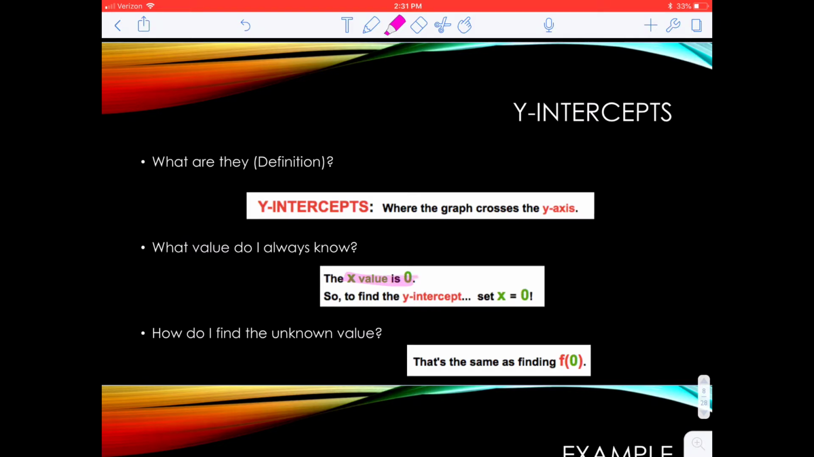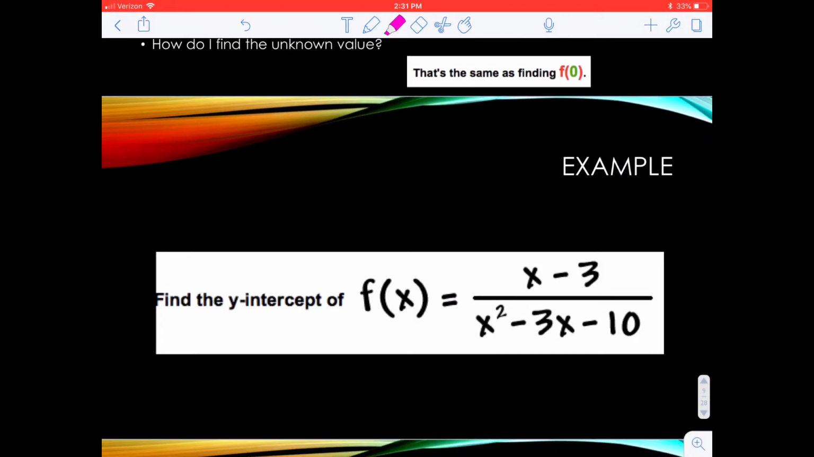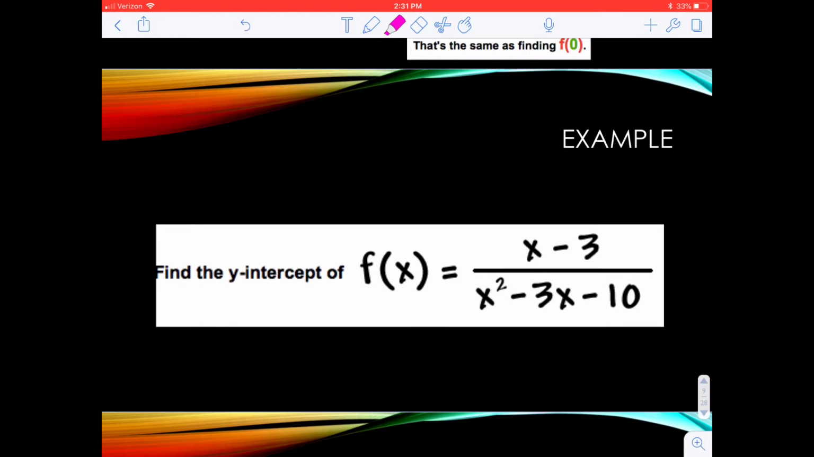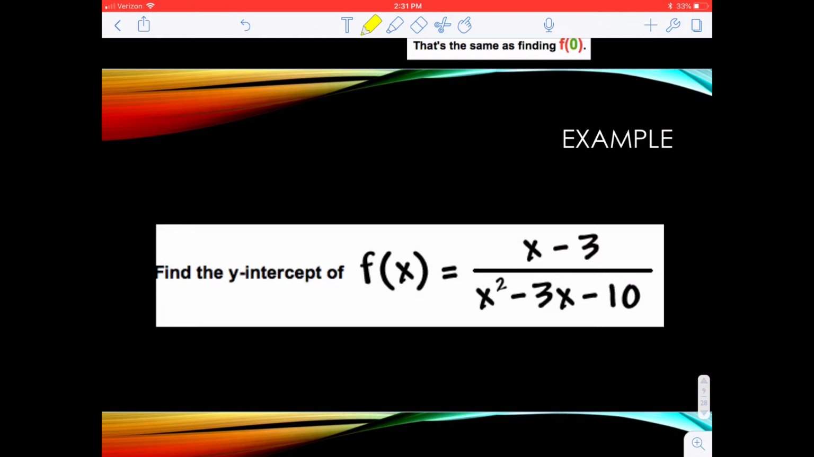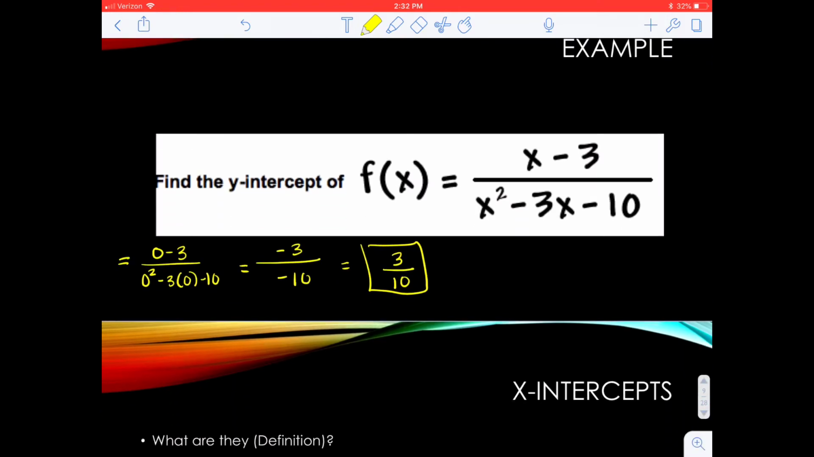and I know that the x value is always equal to 0. So when I'm asked to find the y-intercept, I'm going to plug in 0 for all of my x's and solve. In this example, I'm asked to find the y-intercept of this rational function. For every x that I see, x minus 3 becomes 0 minus 3, all over 0 squared minus 3 times 0 minus 10. I'm going to algebraically solve, and I am left with a final answer of positive 3 over 10. This represents my y-intercept value.